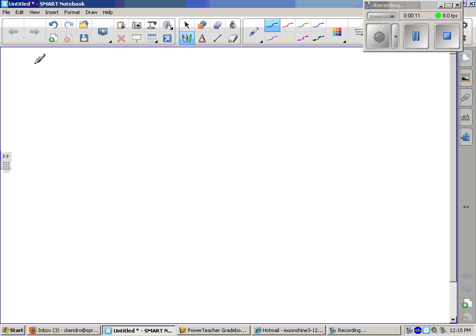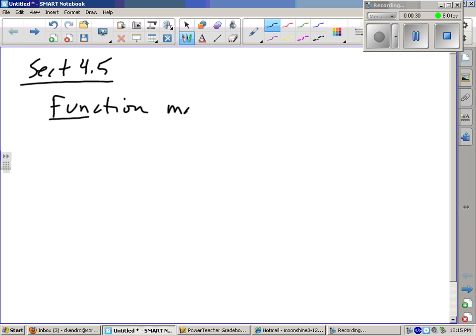Today we are going to do section 4.5. We are going to talk about the inverse of the functions that we've been drawing. Now, just a little quick reminder, function, don't forget the first three letters, may or may not have an inverse.